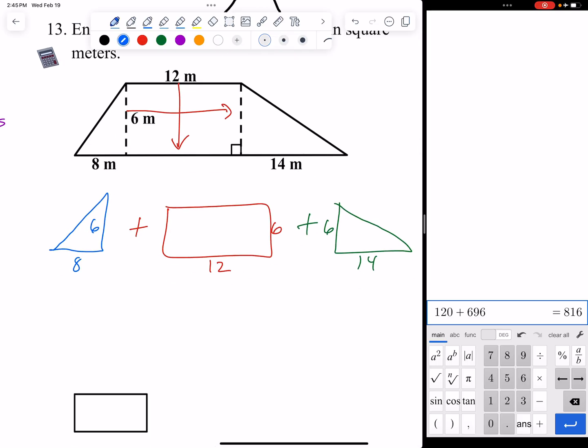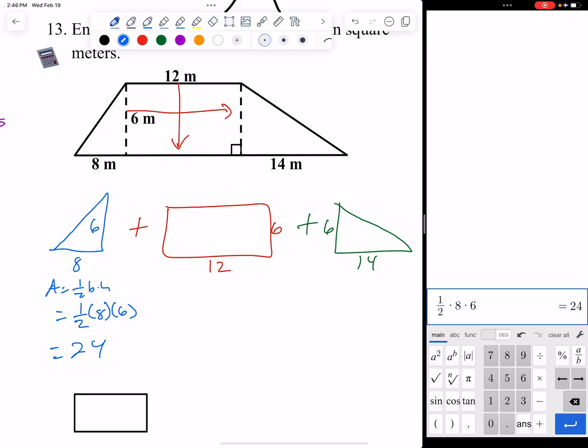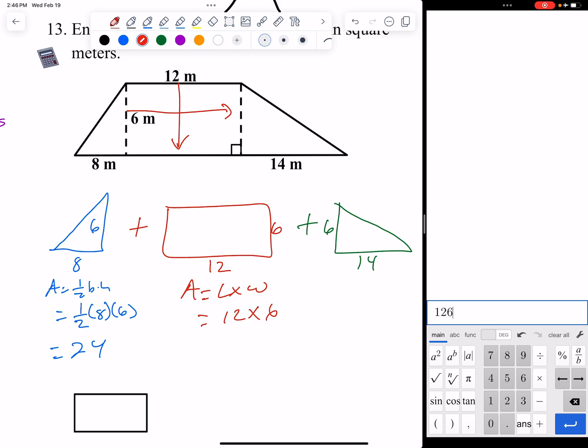So let's go back to basics. Area equals 1/2 base times height. 1/2 8 times 6. And calculator time. So 1 divided by 2. Move to the right. So 1/2 times 8 times 6. That gives me 24. Then my area of the next one is length times width, which is 12 times 6. So 12 times 6. Nope, not 126. 12 times 6 equals 72.